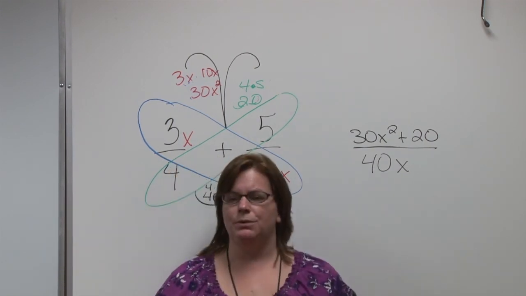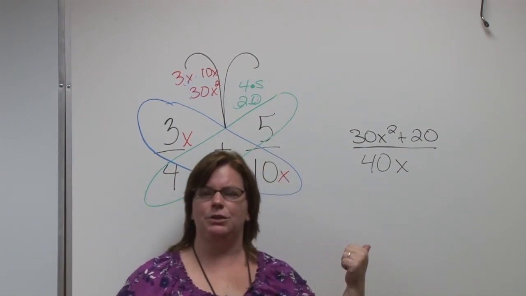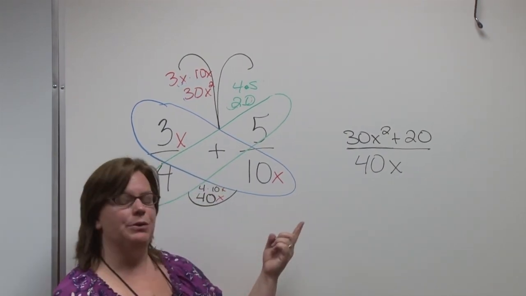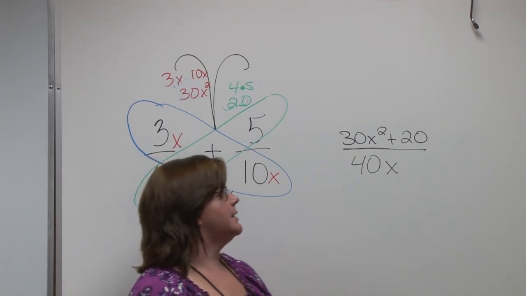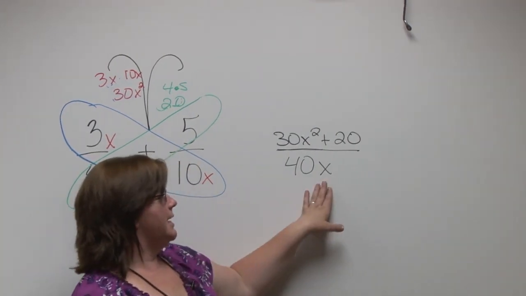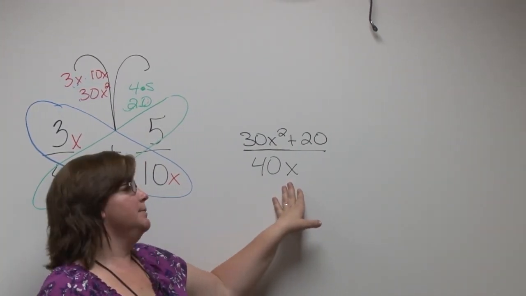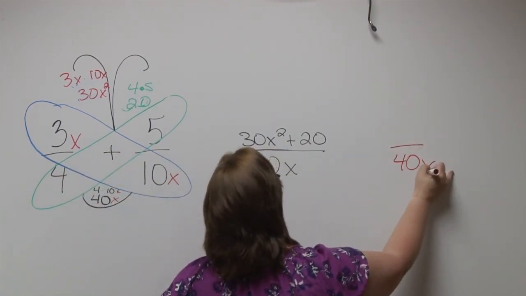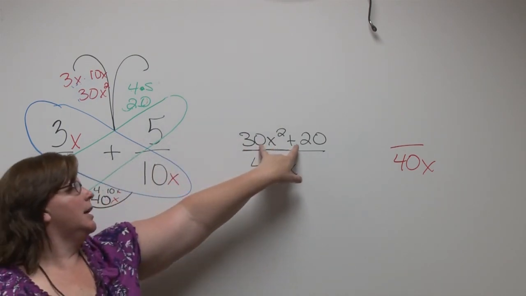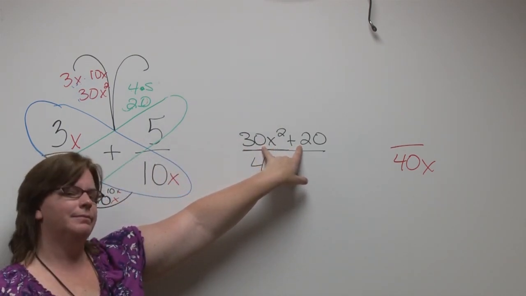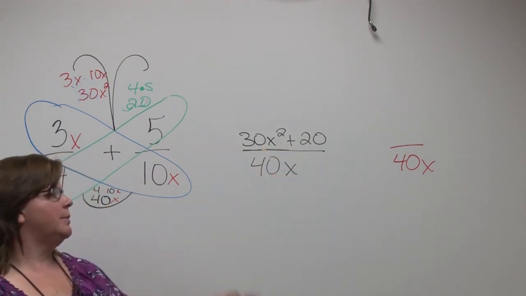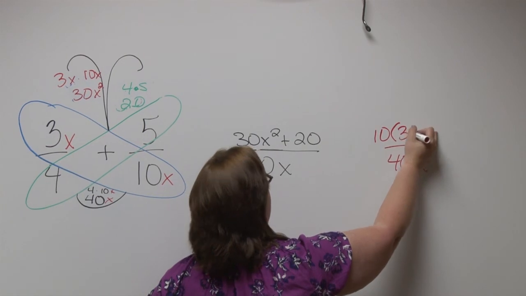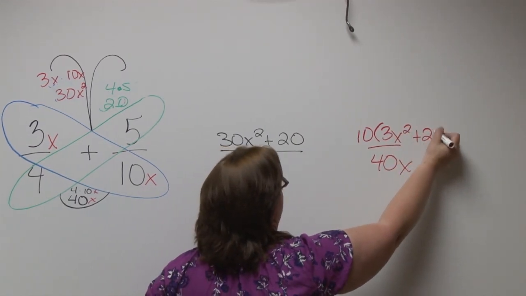Some teachers will let you leave it like this. Other teachers want you to simplify it completely. Mathematically, this is absolutely correct, but let's go ahead and simplify it some as well. There isn't a greatest common factor on the bottom, so the bottom is going to stay 40x. And our top portion, there's a common factor of 10 in both of those. So we'll factor that 10 out, and we'd be left with 3x squared plus 2.